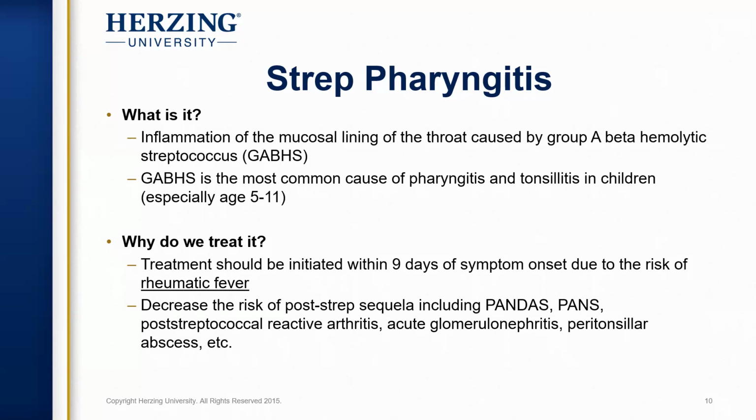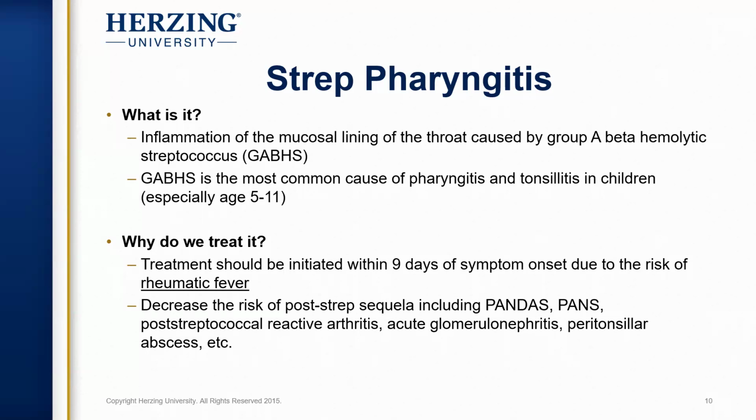Why do we treat it? Well, we know that if it's untreated, and especially if treatment isn't initiated within 9 days of symptom onset, you increase your risk of rheumatic fever. So that's what we're really trying to avoid. There are a few other post-strep sequelae to mention. So PANDAS, PANS, post-streptococcal reactive arthritis, acute glomerulonephritis, peritonsillar abscess.